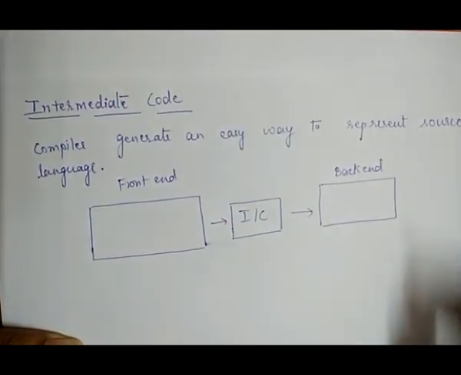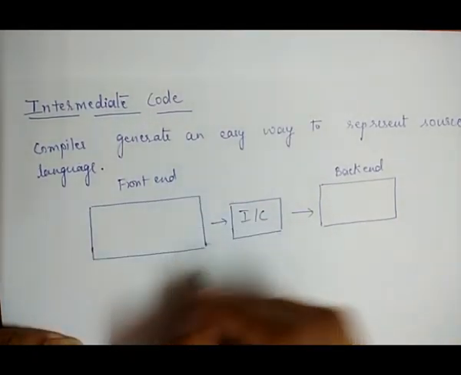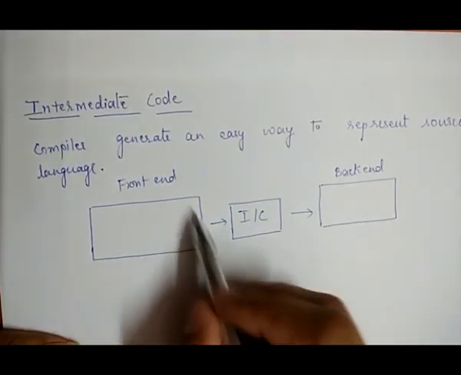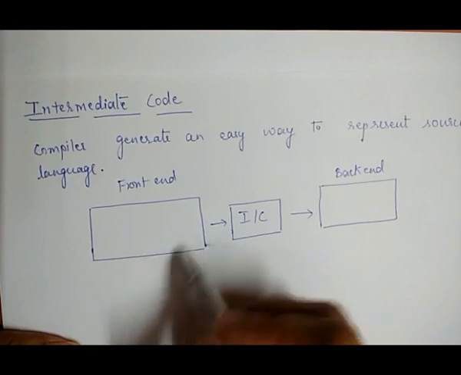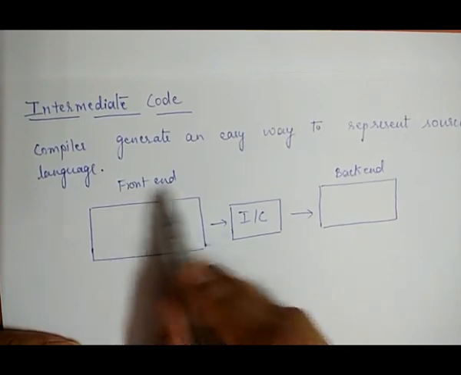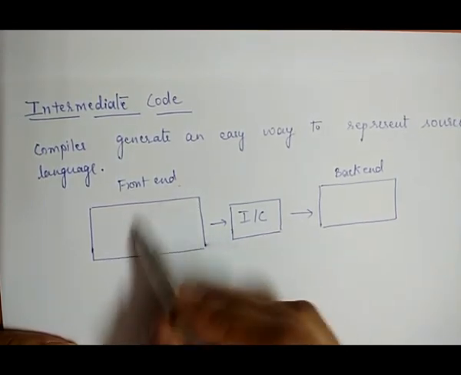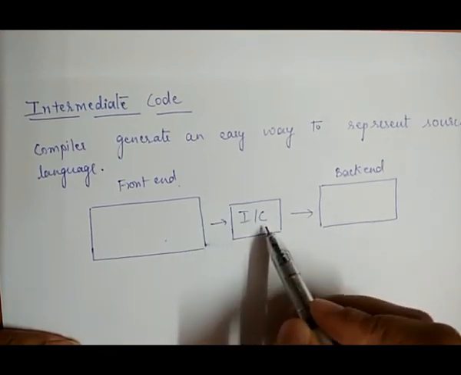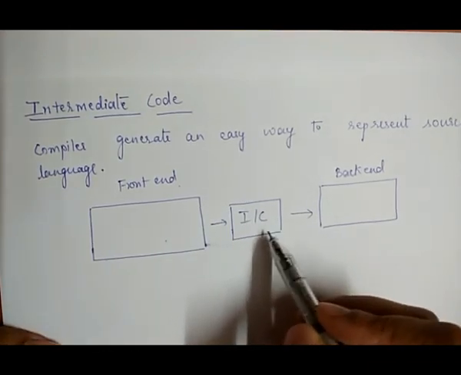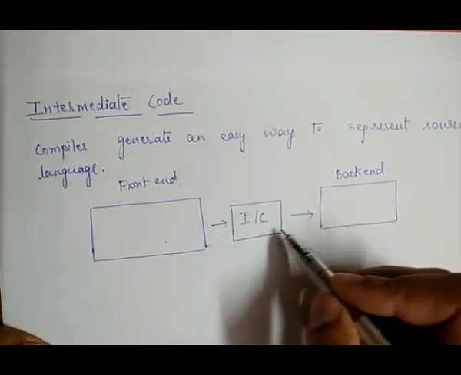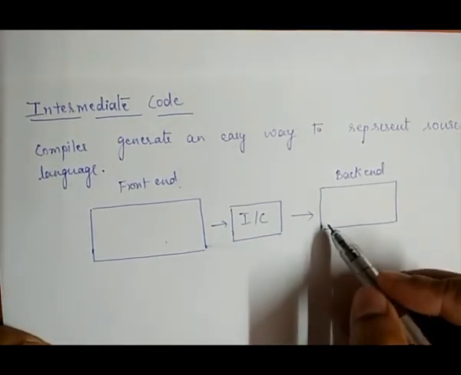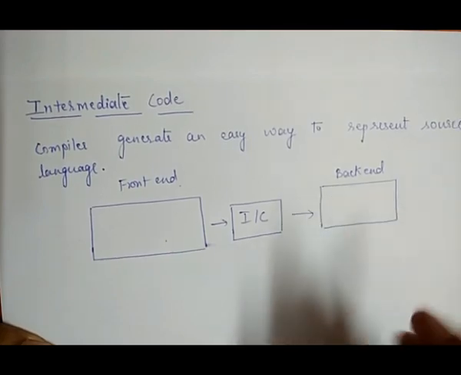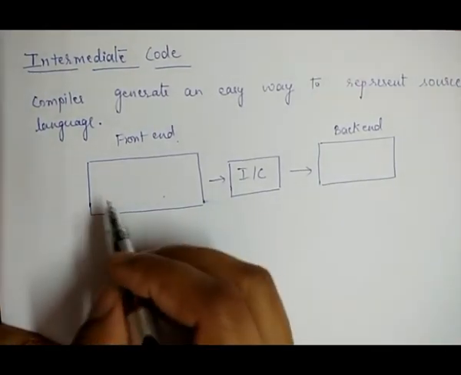This can be explained like this: this is the front end, in which we have three phases. The computation performed in all three phases comes into the front end, and the output of this front end is a representation of the source language, which is called an intermediate code. Now this intermediate code is given as an input to the back end for code optimization and code generation.